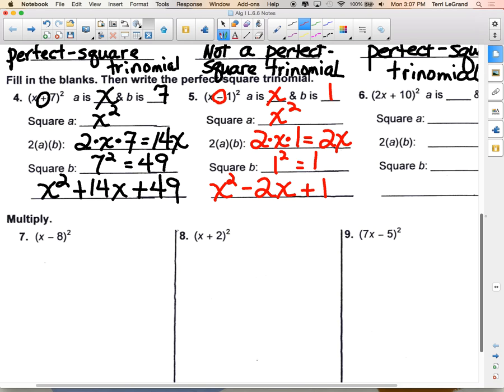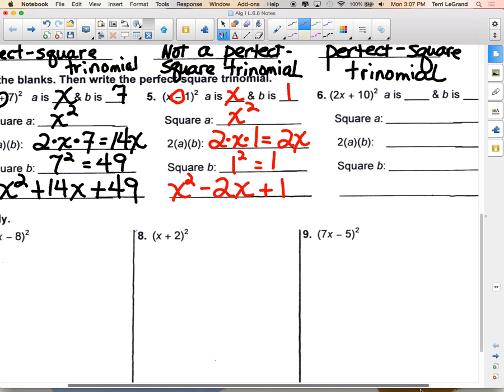So again, remember I talked to you about this already. When we are multiplying these, keep making connections between what the answer looks like and what the problem looked like that you were multiplying, because next chapter you're going to do the reverse. They're going to give you this trinomial and tell you to get it back to x minus 1 squared. You're going to be able to do it, trust me. Okay, let's look at this last one.